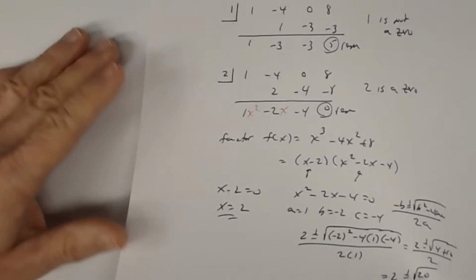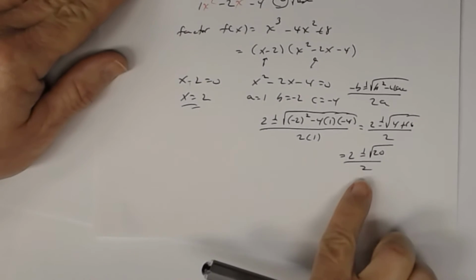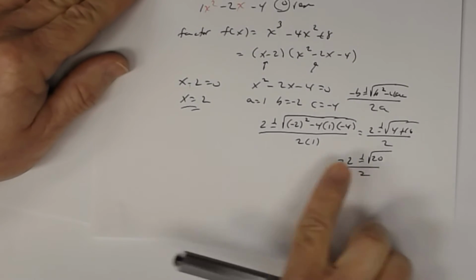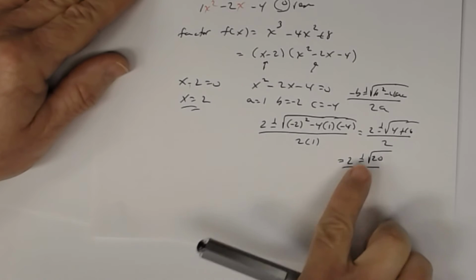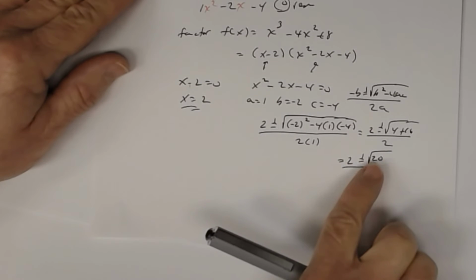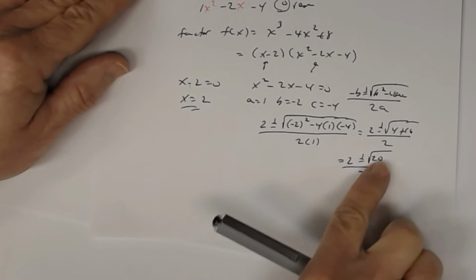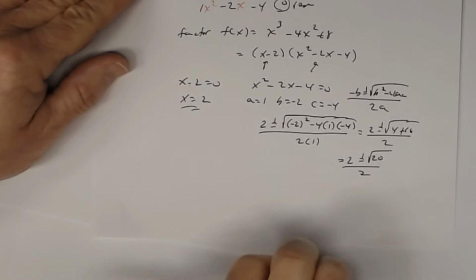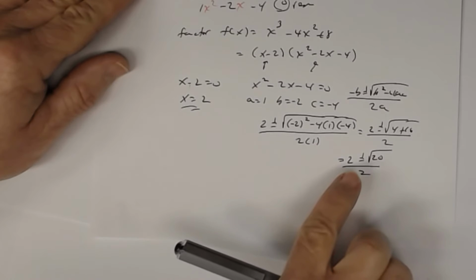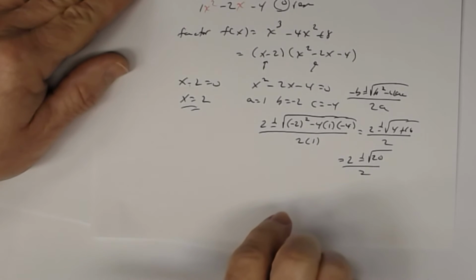And so notice that these are irrational numbers. So I have a rational number and an irrational number, because the square root of 20 is not a perfect square. So the square root of 20 is irrational. So this is an irrational root, an irrational zero. Okay.